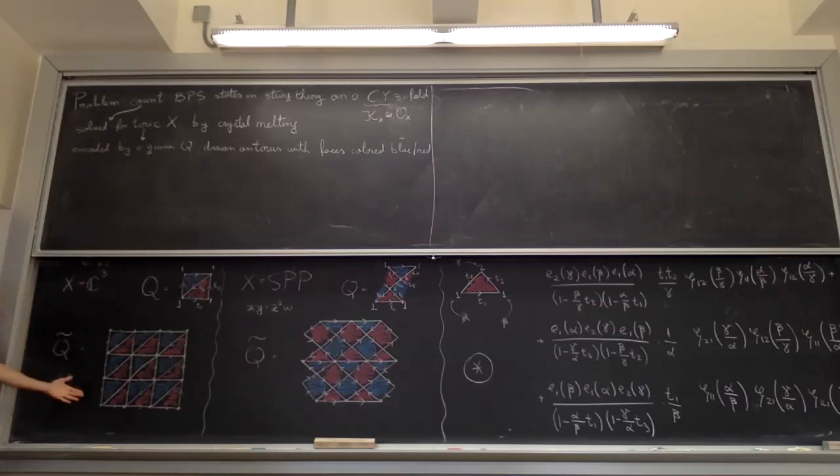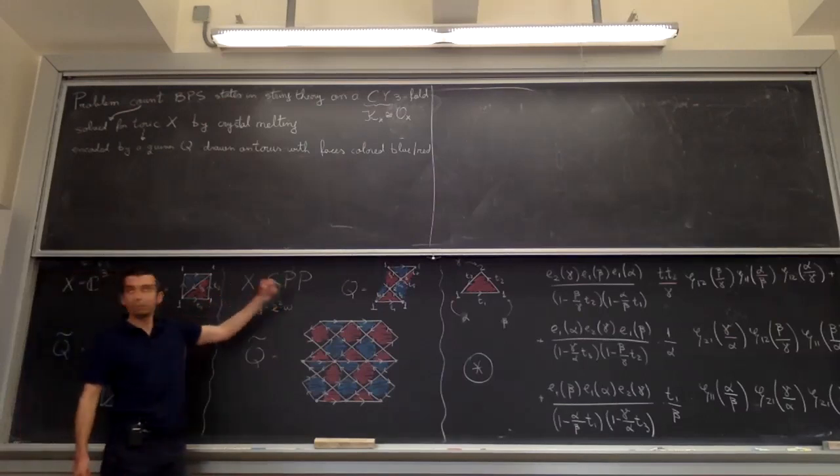A more important role in this talk would be played by the lift of the quiver to the universal cover. This is going to be Q tilde. It's going to be the same quiver, but drawn periodically on the plane. This is how it looks in the case of C3: lots of blue, lots of red, and these three types of edges. A slightly more interesting geometry is the suspended pinch point.